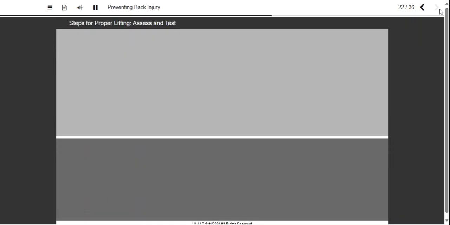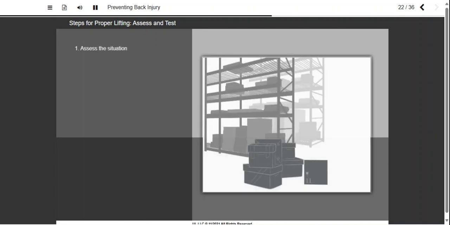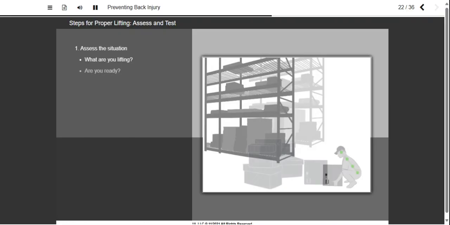We'll start by looking at techniques for safe lifting. Before lifting and carrying any heavy object, you should first assess the situation. What are you lifting? For example, if you are lifting bagged materials, be prepared that their contents may shift and make it difficult for you to maintain your balance. Are you ready to lift?